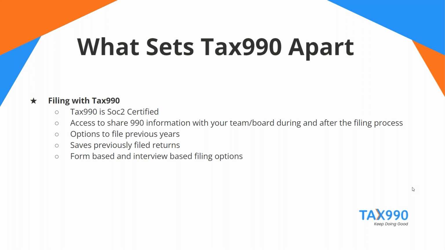Tax 990 provides the option to file returns for the current and 2 prior tax years. If you're behind on your filing, you can catch up before your exempt status is revoked.